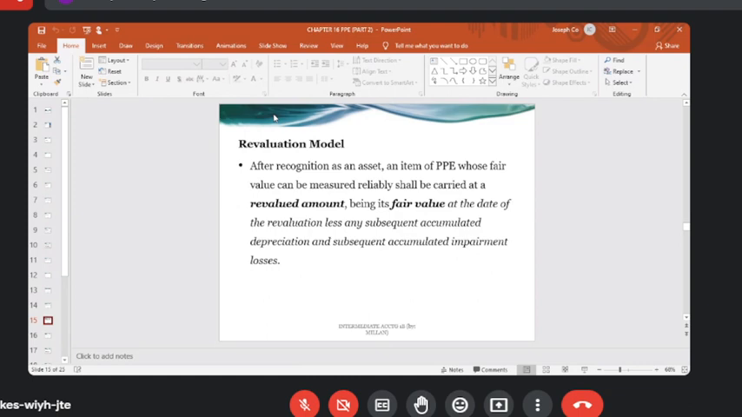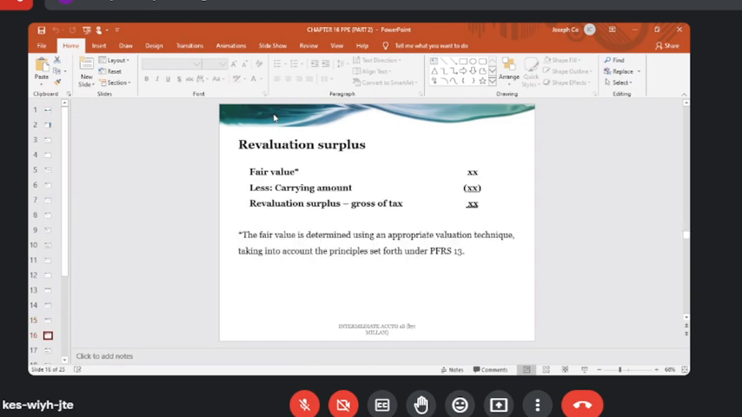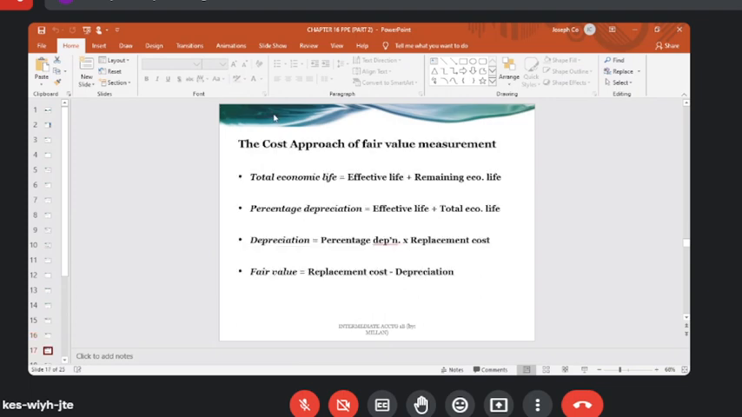Revaluation model: after recognition as an asset, an item of PPE whose fair value can be measured reliably shall be carried at a revalued amount, being its fair value at the date of revaluation, less subsequent accumulated depreciation and accumulated impairment loss. And then for the revaluation, no, fair value minus current carrying value, the difference is the revaluation surplus. In case there is a tax rate, the OCI should be net of tax. Okay?